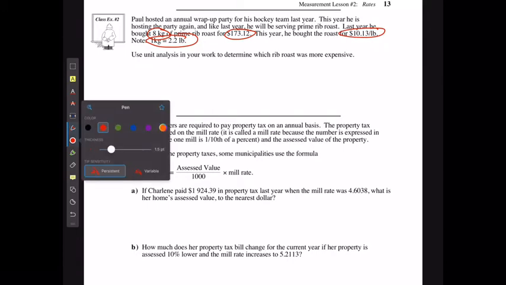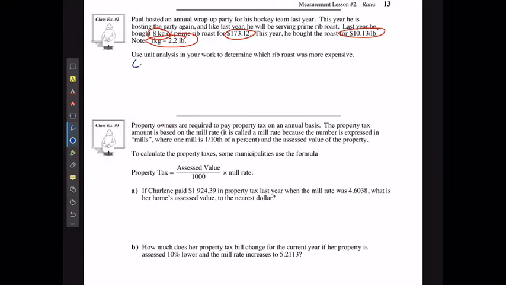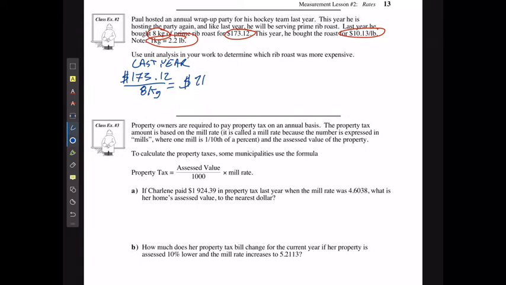So I'm going to start by saying for last year, that he got $173.12 for 8 kilograms, which means that the unit price is going to be $21.64 per kilogram.